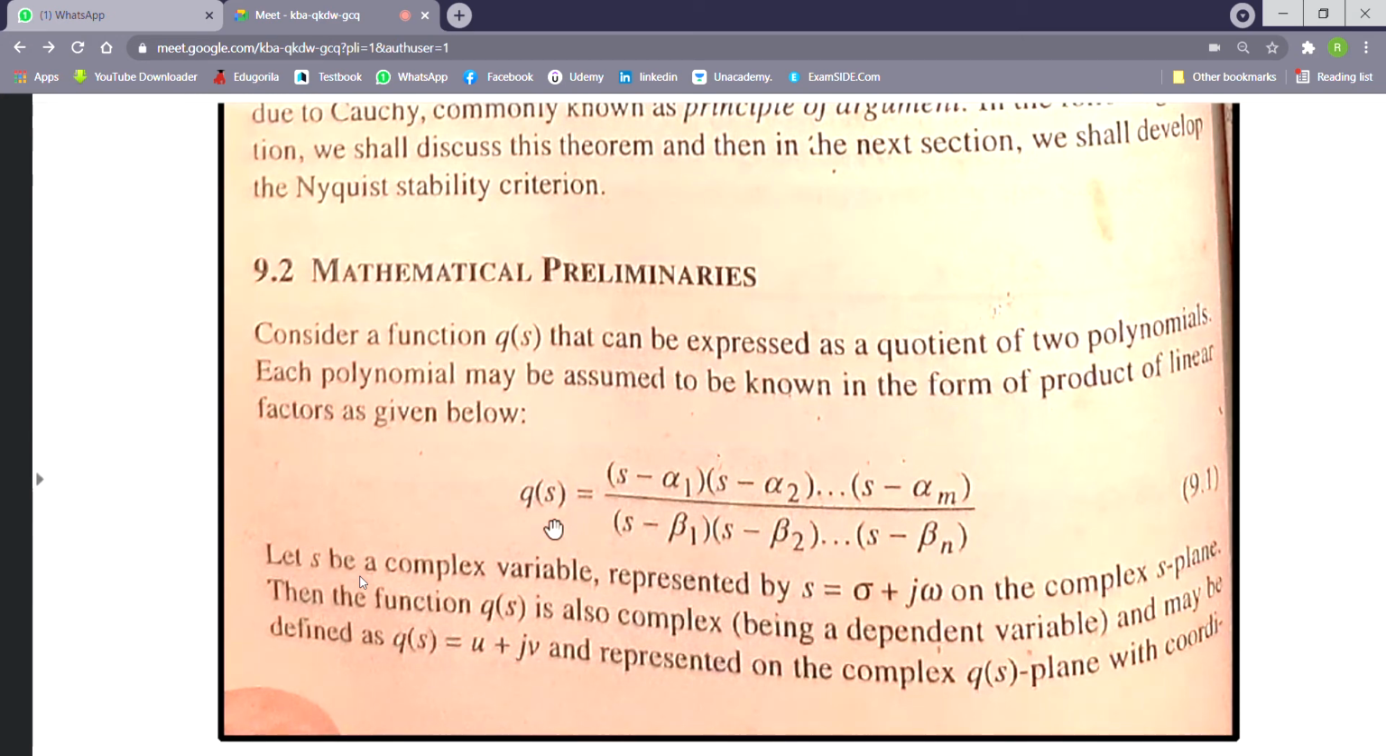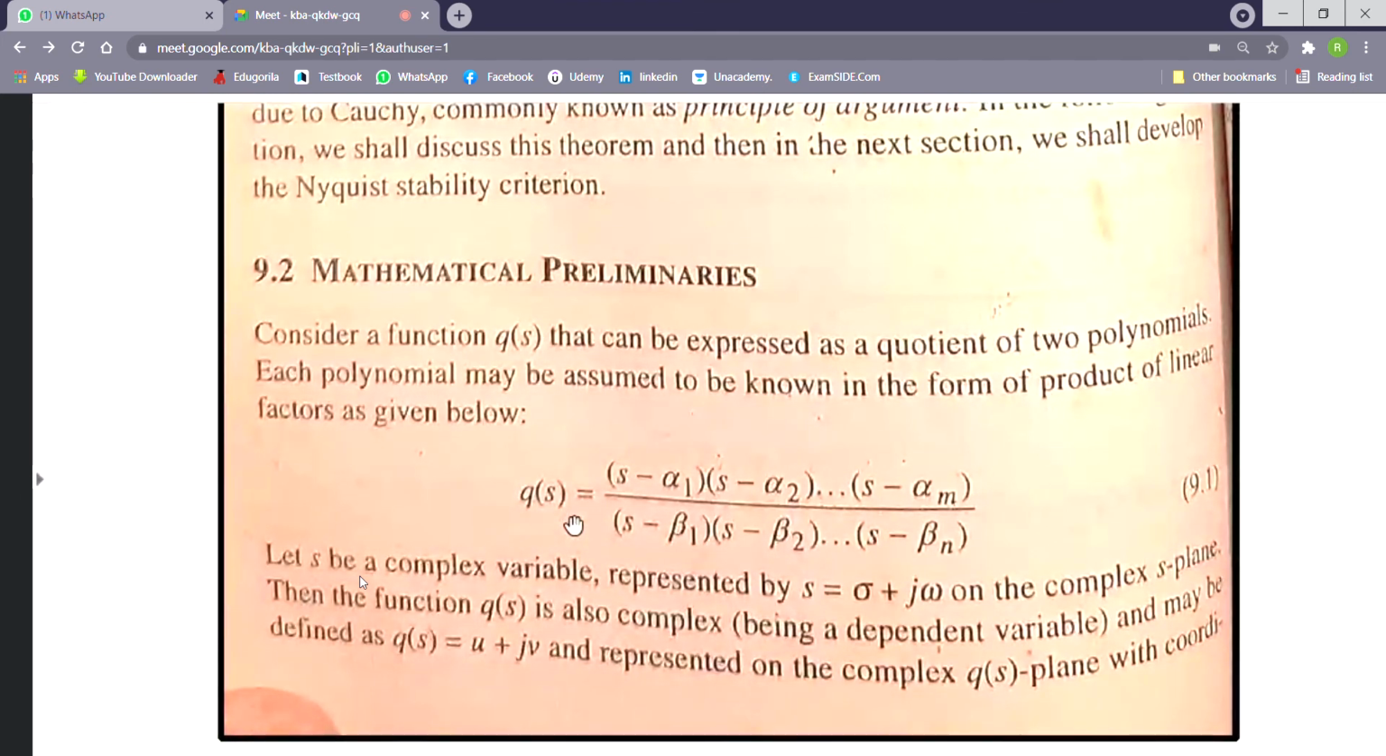Ma'am, if S is equal to any of alpha 1 to alpha m, then it will be equal to 0. Okay, fine, no problem. But if S is equal to any of beta 1 to beta n, then we will not get a value. Q(S) will not simply exist. If S is equal to either beta 1 or beta 2, then we will not be able to find out Q(S). So that is the answer.